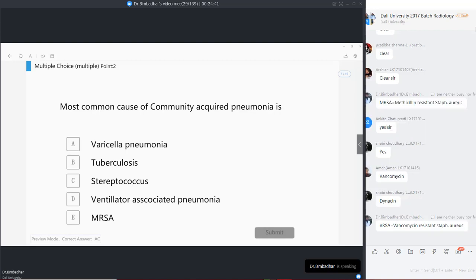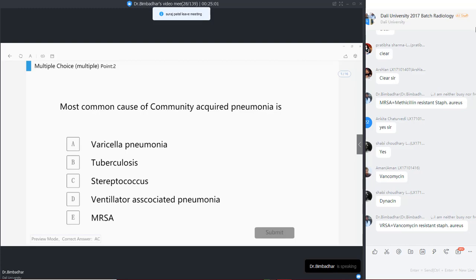Vancomycin-resistant Staph aureus, okay, this is also another separate strain of this bacteria which gets more resistant as well. So if there is a vancomycin-resistant Staph aureus infection, what are you going to treat it with? Anybody have an idea?